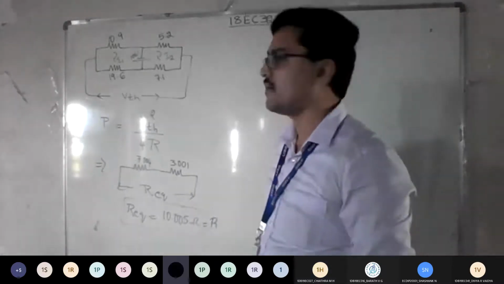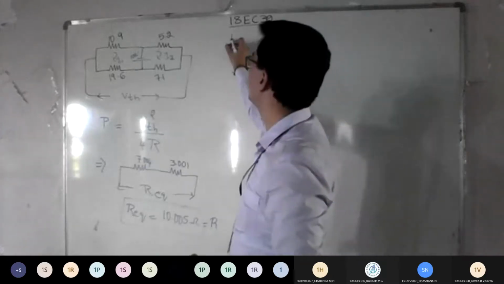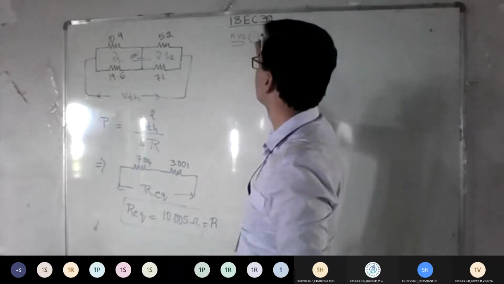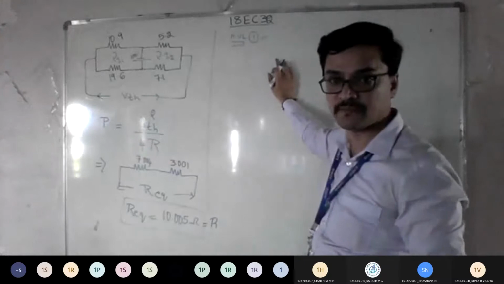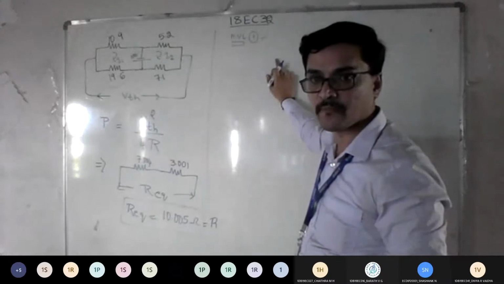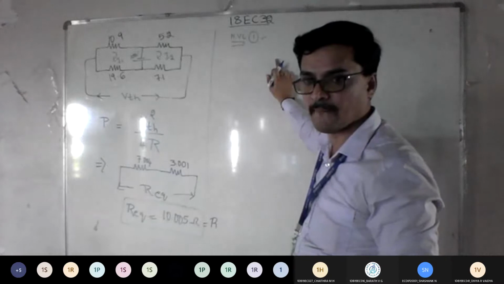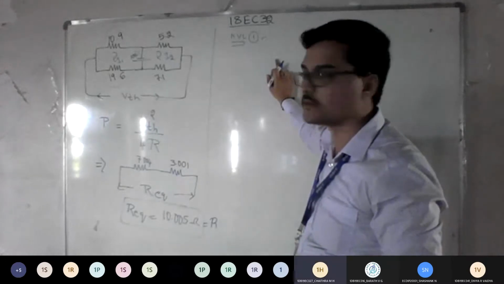Okay, go ahead with mesh analysis now. So apply your mesh analysis for the first mesh. Apply your KVL for mesh 1. What I am writing, is it visible here? Everyone, is it visible? Yes, sir. Okay.